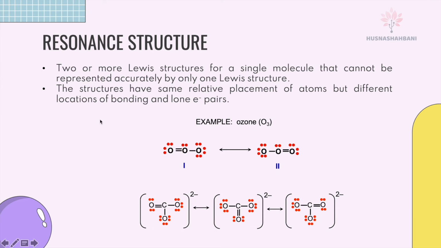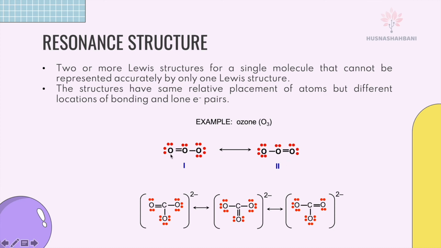Resonance structure: 2 or more Lewis structures for a single molecule that cannot be represented accurately by only one Lewis structure. These structures have the same relative placement of atoms but different locations of bonding and lone electron pairs. For example, we have the ozone molecule. These two are resonance structures. It's a stable O3 compound.